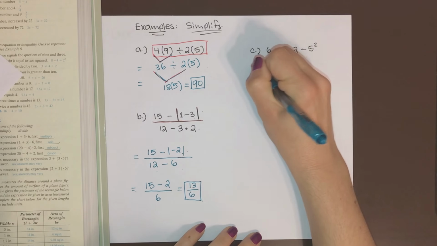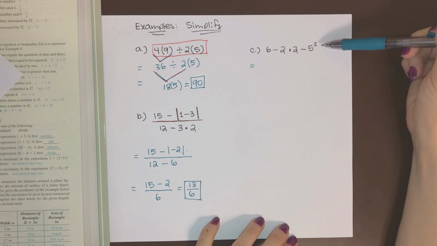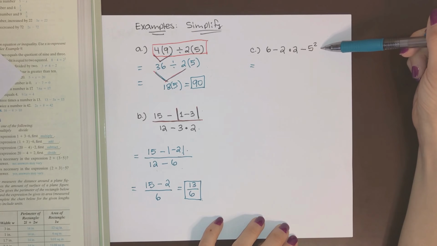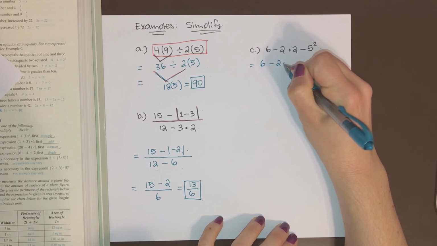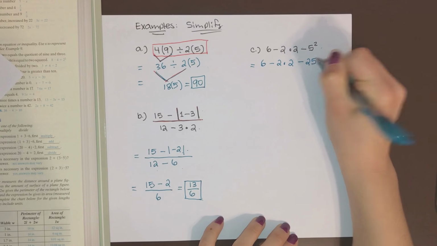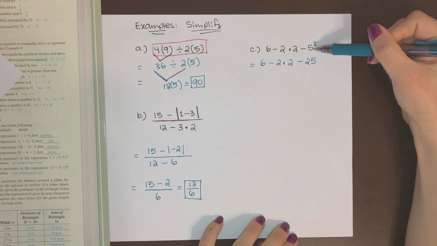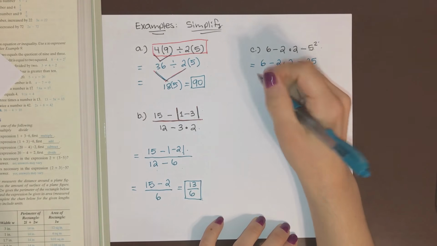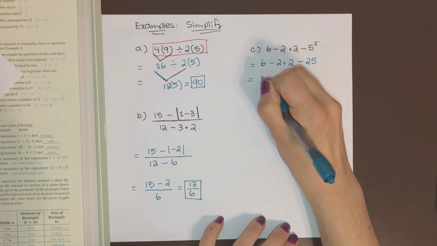Next example. So in this case, since we have no grouping symbols, our next step is to take care of the exponent. Remember, the exponent applies to this 5. 5 times 5 is 25. The negative comes down. Next step is we have to multiply.